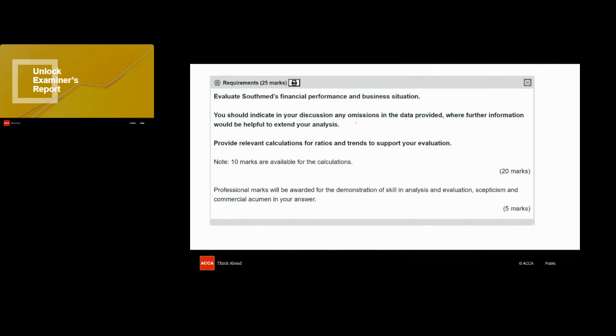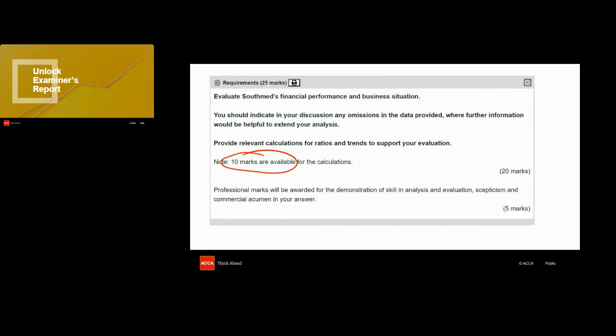provide relevant calculations for ratios and trends to support your evaluation. Note 10 marks are available for calculation. This is something really important. When 10 marks are for calculation, the rest is to discuss, bring your analysis, and further information. Do not write content or calculations for more than 10 marks.